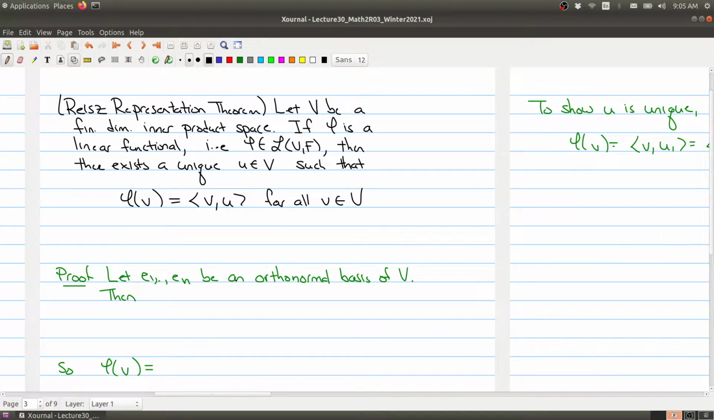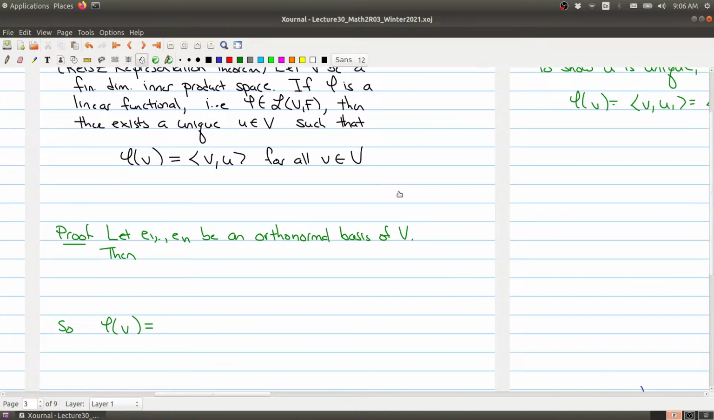So welcome back. In this part of lecture 30, we're going to prove the Riesz Representation Theorem. It's this remarkable theorem that says that if you're looking at a linear map from V to F in an inner product space, that linear map is actually the same as taking the inner product of V with some fixed element U. So every linear functional can be attached to an inner product with some particular U. So how do we go about proving this?